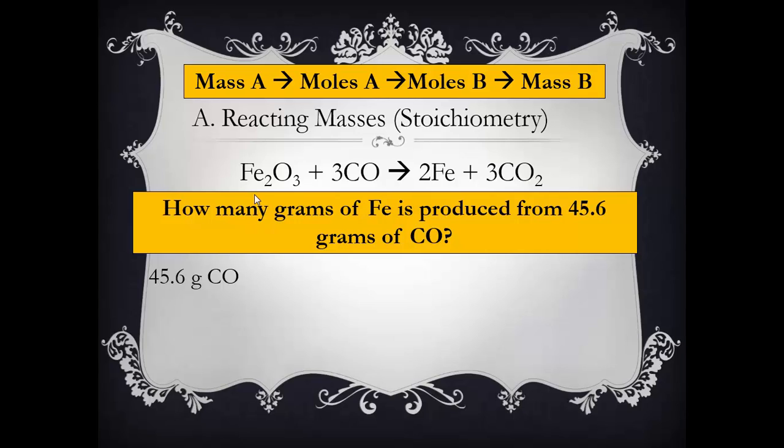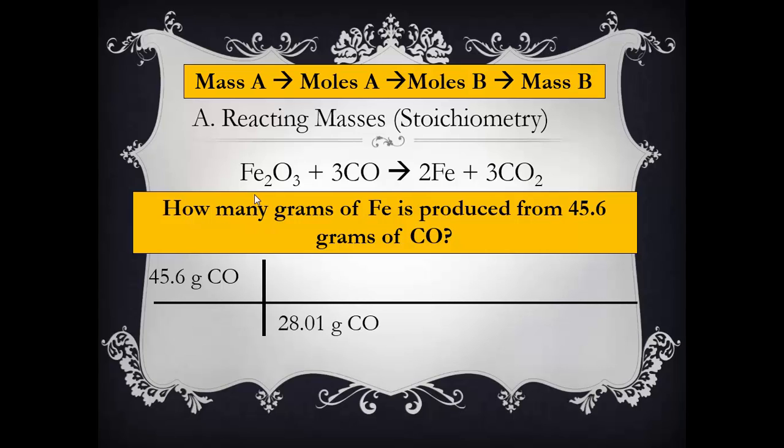Now, you're like, well, I can go from grams of carbon monoxide to grams of iron. You can't do that. You have to go through moles. Mole is the central location of your stoichiometry. So you got to make sure you go to moles first. So you need the molar mass of carbon monoxide. It's 28.01 grams. Okay, grams cancel. So now you're back to moles A.